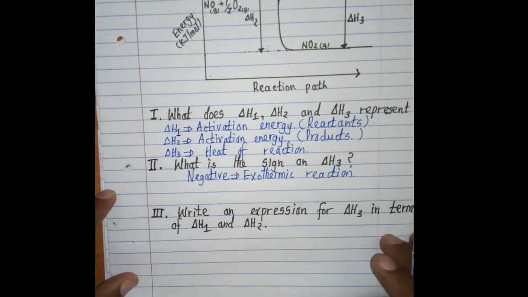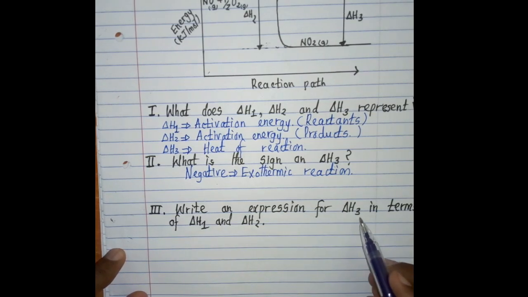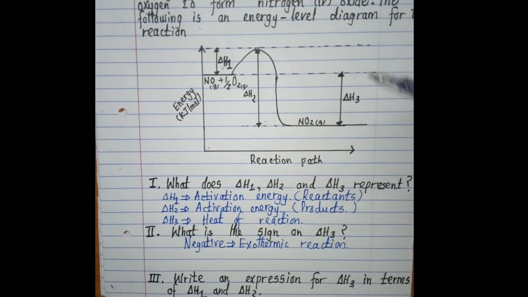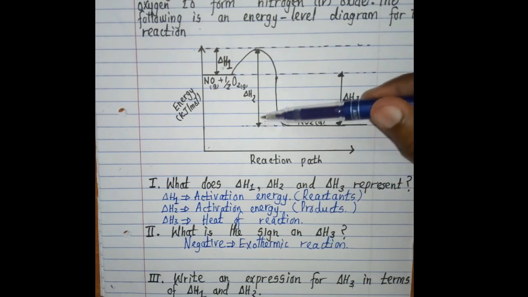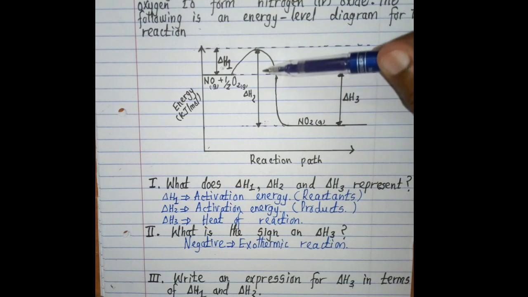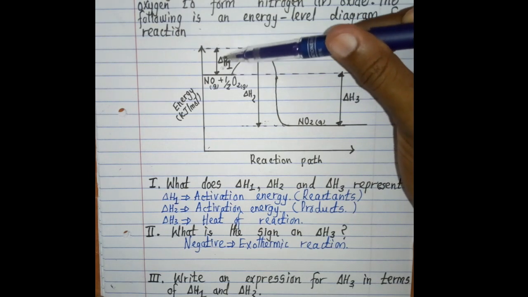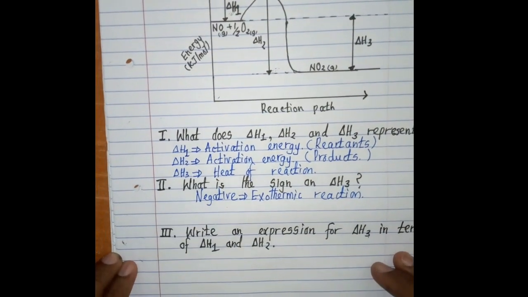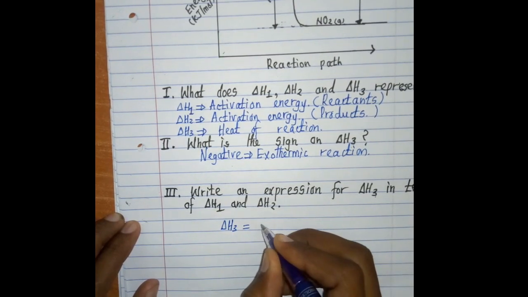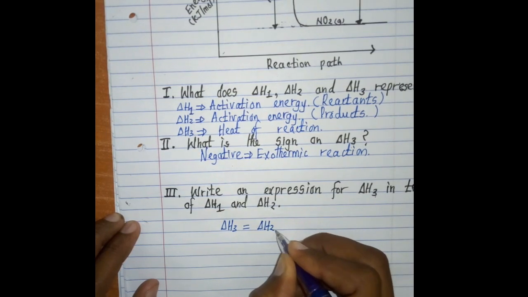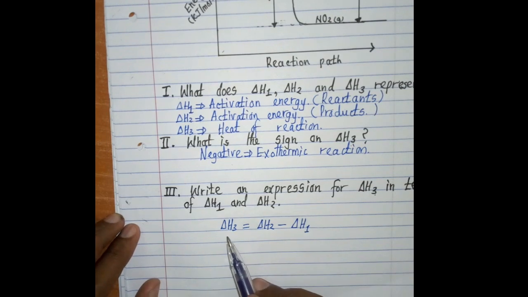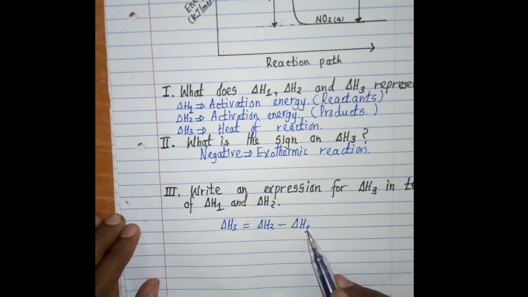That is good. Now, the last question: you are told to write an expression for enthalpy change 3 in terms of enthalpy change 1 and 2. Look at our enthalpy change 3. Where does it fall? For you to get enthalpy change 3, it means enthalpy change 2 minus enthalpy change 1, that is, the activation energy for the product minus the activation energy for the reactant. The expression will be that enthalpy change 3 should be equal to enthalpy change 2 minus enthalpy change 1.